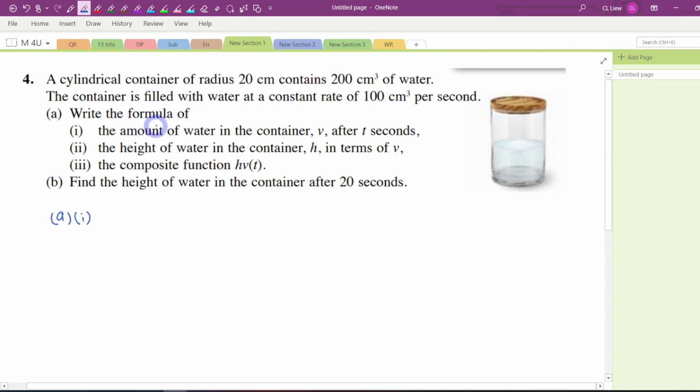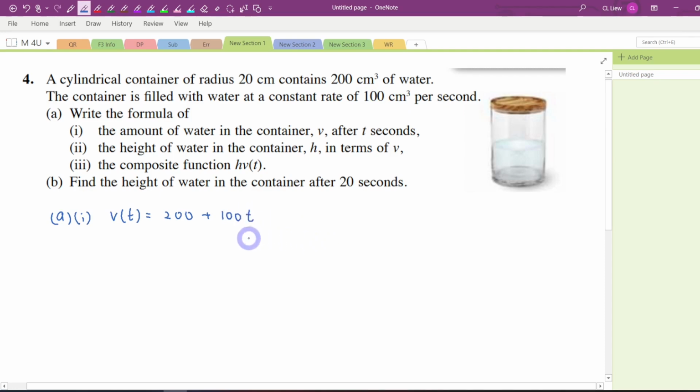write the formula of the amount of water in the container V after t seconds. So V of t is equal to, now the initial volume is 200, right? So I am going to write 200 first, plus then every single second the volume of the water will increase by 100 cubic centimeters. So I'm going to write plus 100 times t.